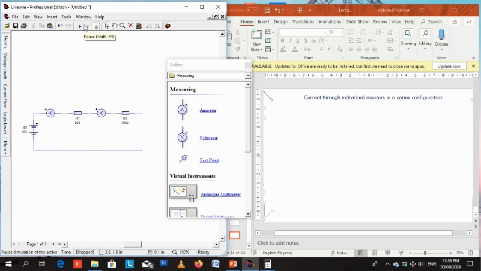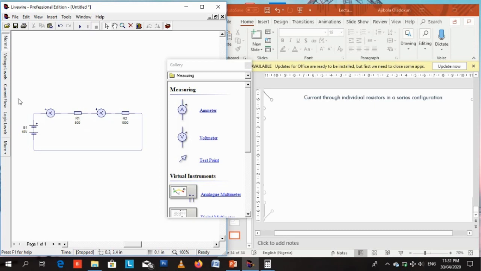Simulate, run, click. Let's simulate. No, the answer is no. Even though the resistors are different, the current is exactly the same. It's the same current flowing through R1 and R2.